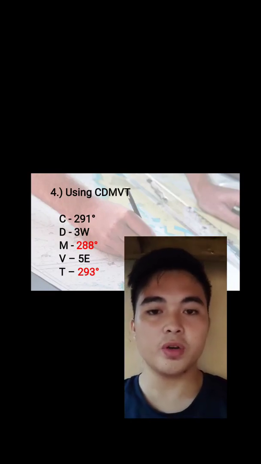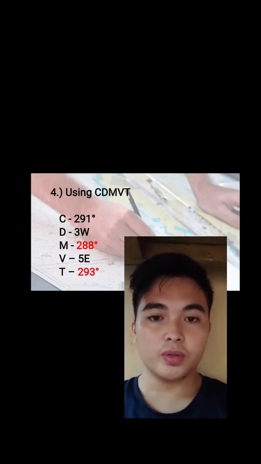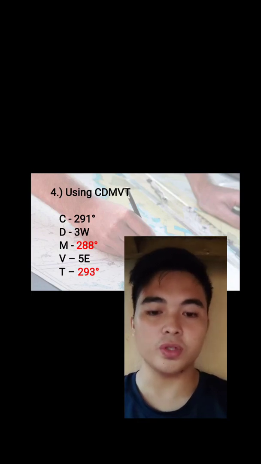For example, our compass bearing here is 291 degrees. Our deviation is 3 west. So we need to simply subtract them. So our answer is 288 degrees. Our variation is 5 east. So in order to get the true course, we need to add them. So 5 plus 288 degrees. Our answer is 293 degrees. So that is our true course.